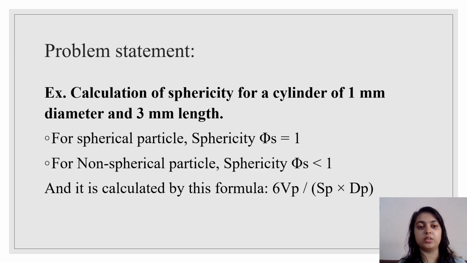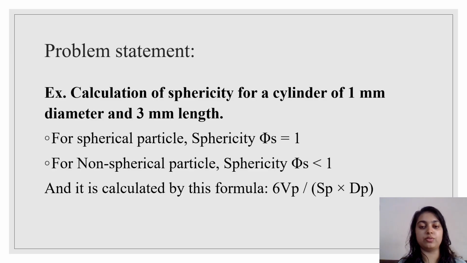The problem statement is given. The problem is the calculation of sphericity of a cylinder having 1 mm diameter and 3 mm length. We all know that for a spherical particle, the sphericity value is equal to 1, and for a non-spherical particle, the sphericity value should be less than 1. And for a non-spherical particle, how will you calculate sphericity? I have shown this formula. For a non-spherical particle, the sphericity is calculated by the formula 6Vp divided by SpDp.